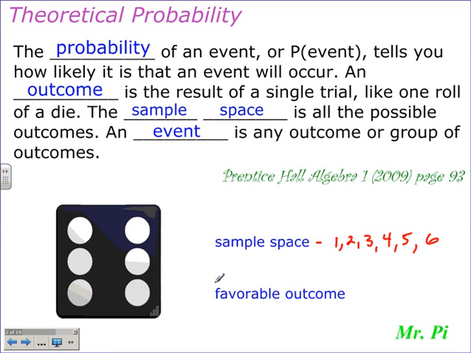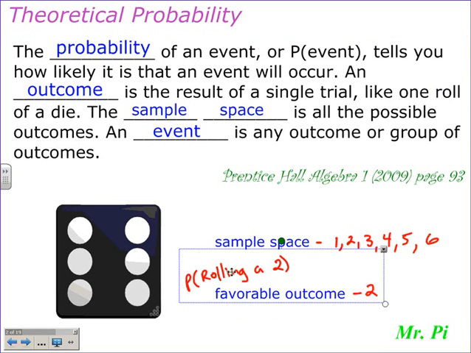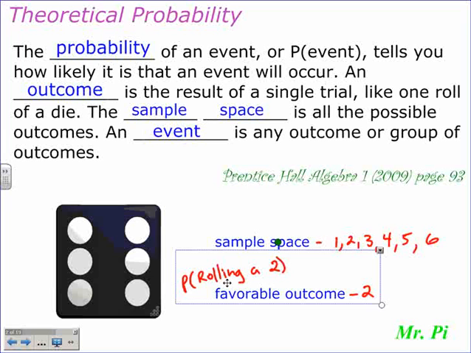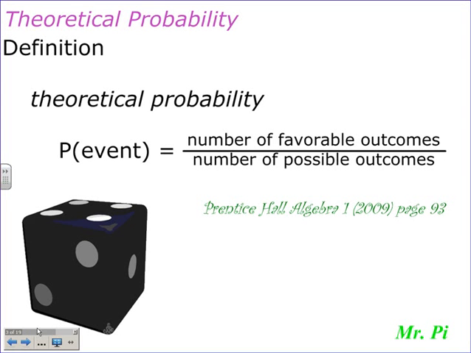If I said, let's find the probability of rolling a 2, the favorable outcome would be a 2, and the actual probability then will be equal to 1 over 6. Now, how do we get 1 over 6, you may ask? That comes from the definition of theoretical probability.